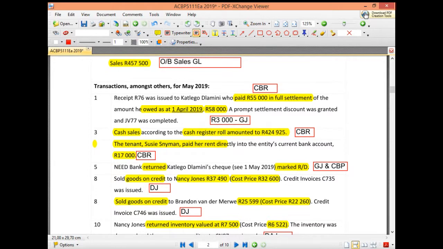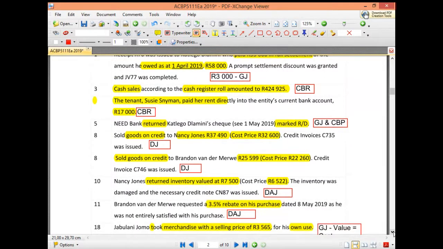Then if we go to the 8th as well, we also sold goods on credit to Brandon for $25,599 and the cost price was $22,260. So we also then capture that in our debtors journal. Okay, so exactly the same principle as the previous one. You have your debtors control, you've got your sales and your cost of sales.